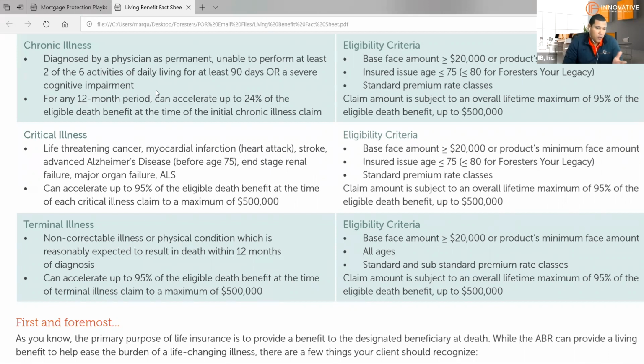But critical illness, if you've got your chronic, you've got your critical, this by far is probably the most important one. It's going to be your heart attacks, strokes, cancers, ALS, dementia, Alzheimer's, organ failure, organ transplants. Accelerate up to 95% on Forrester's end. Every company's different percentages. They could be 80, 95, and so forth. Lastly, terminal illness. Anything resulting in death in 12 months or less, so all the way up to 95%. So that's the main three of them. Almost every company has some way, shape, or form of either all three of these, two of these, or one of these.